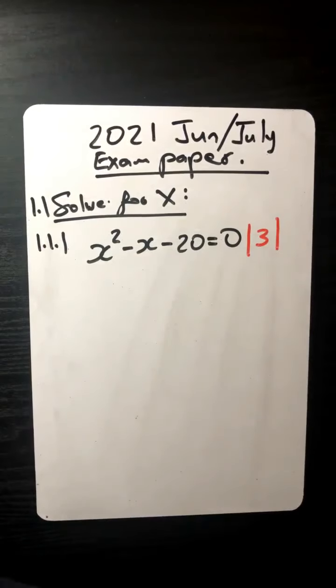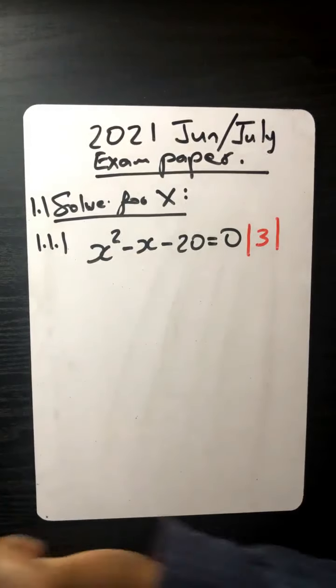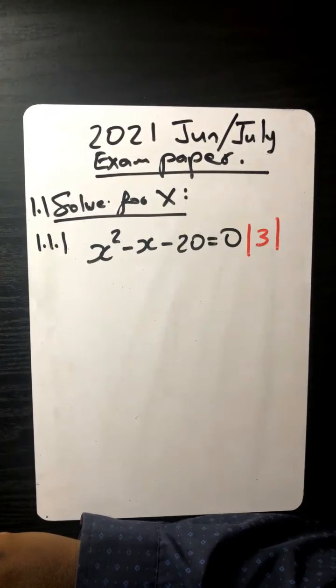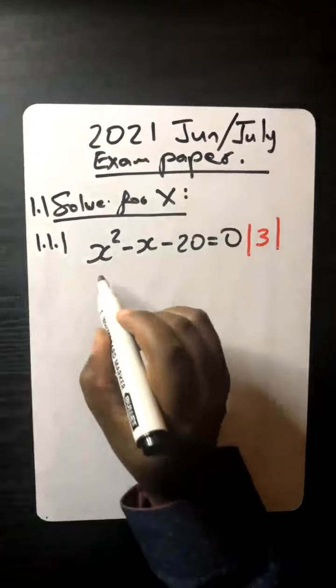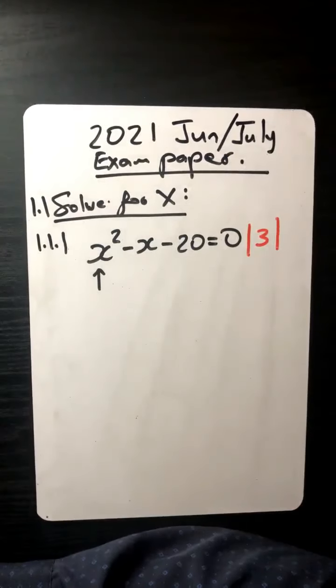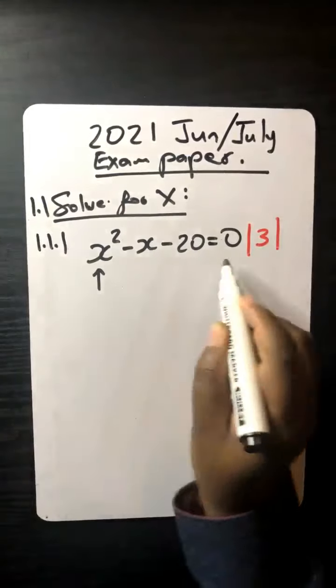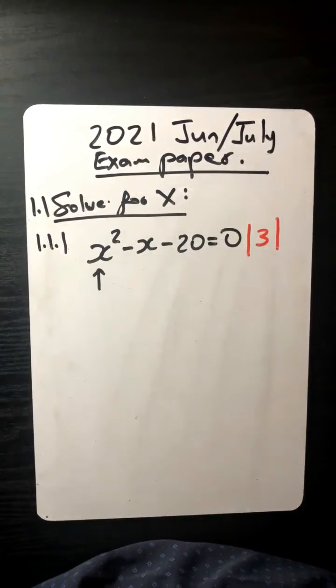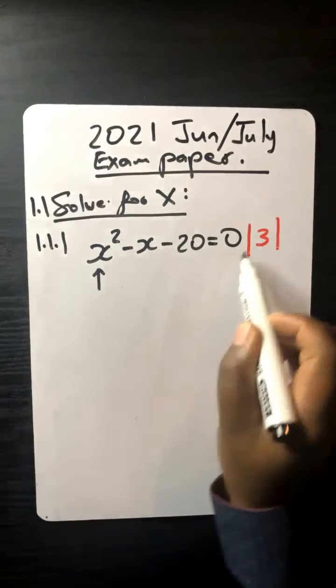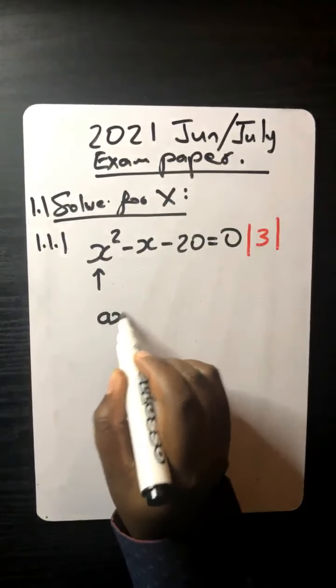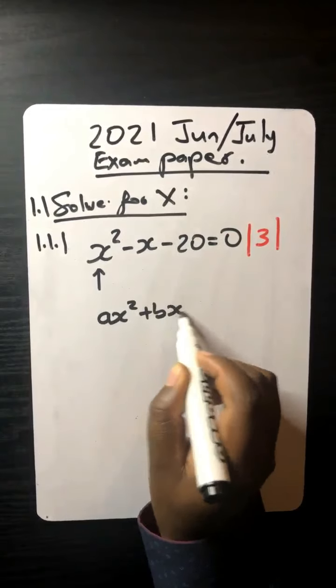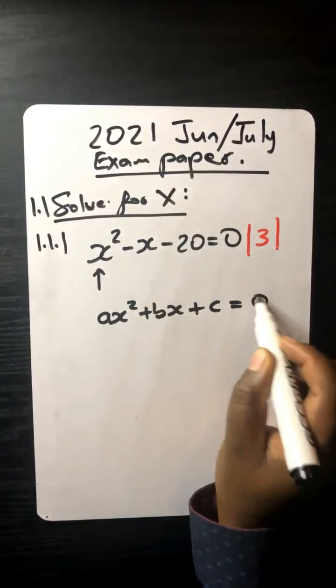So remember, guys, I'm not really that interested in giving you the final answer, but I'm mostly interested in teaching you how to approach this type of problem. Because of that x squared, this is a quadratic equation. If you've got a quadratic equation, you must firstly write it in the standard form, that is ax squared plus bx plus c equals 0.